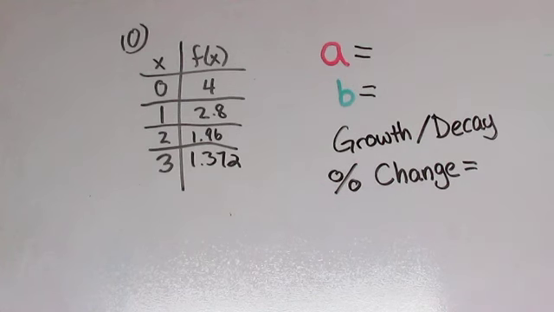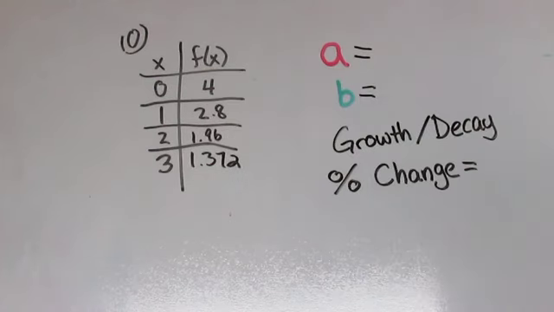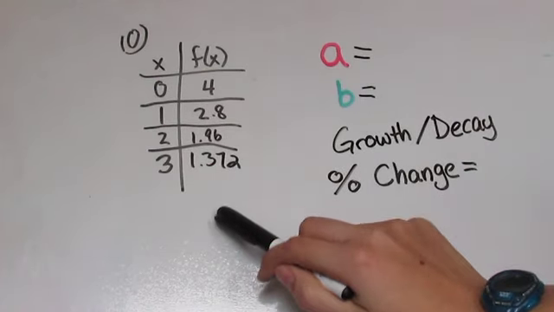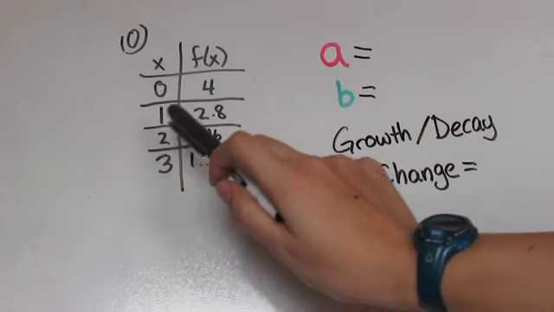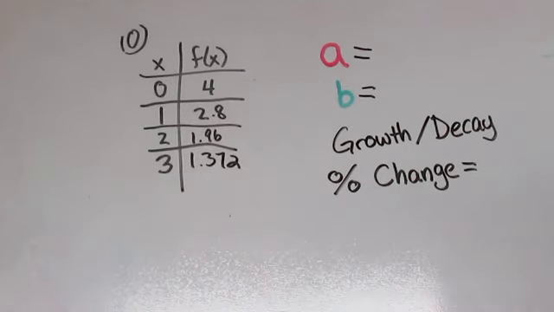Okay, so now let's talk about how to write an exponential function from a table. So I'm looking at number 10 from the review sheet, and we have a table that looks like this. 0, 4, 1, 2.8, 2, 1.96, and 3, 1.372.